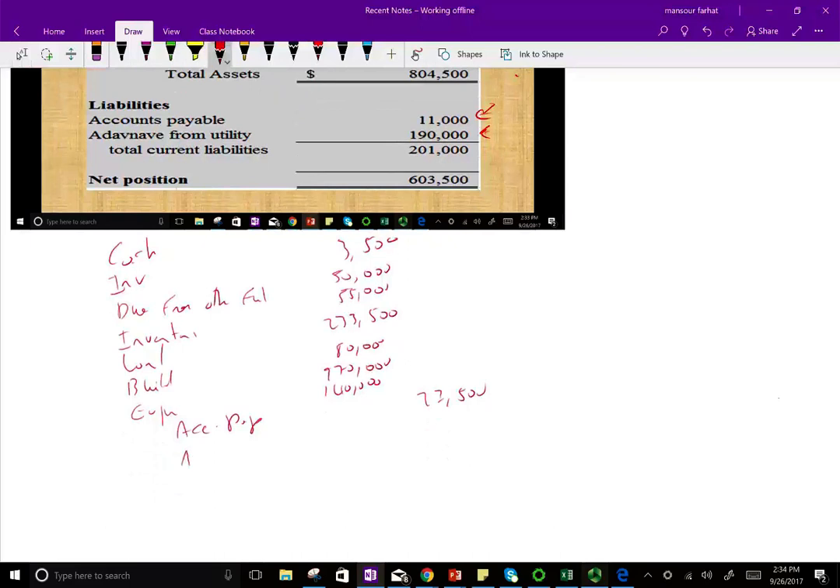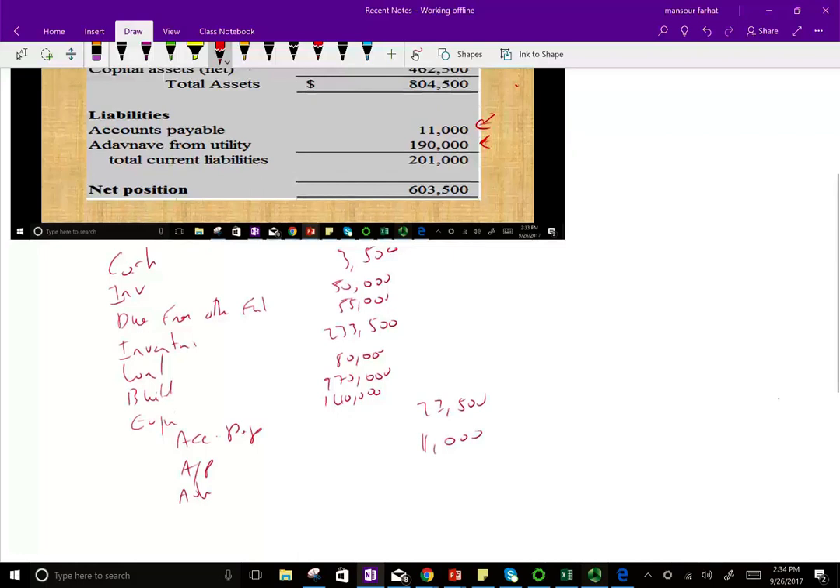I'm going to credit AP, 11,000, advance from the utility, which is an enterprise fund, 190,000. Okay, then I will credit net position 603,500. So that's the first entry.